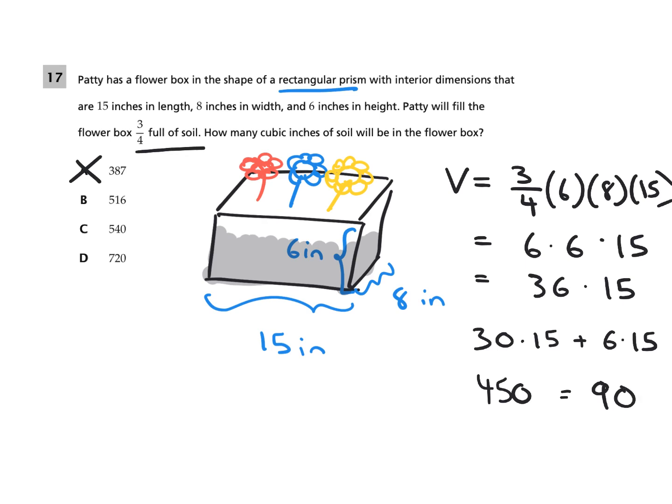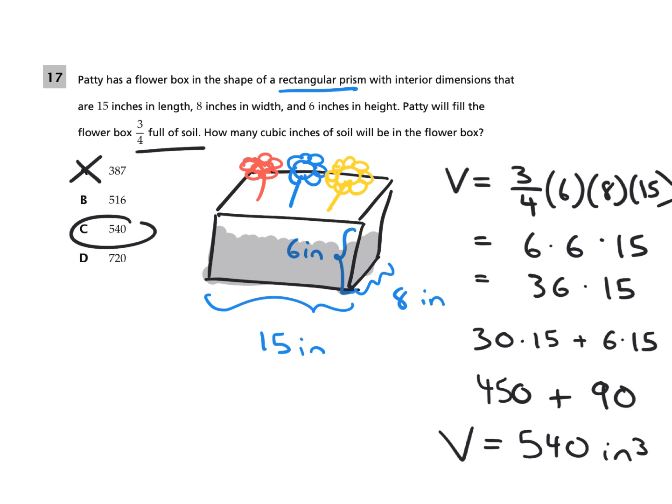Why did I write an equal sign? Let's get rid of that. Okay, so I'm going to take 450 plus 90, and that's going to be 540. So the volume of the soil is going to be 540. And I really wish they would have written the units here. So it's going to be inches cubed. Okay, told you I love this problem.